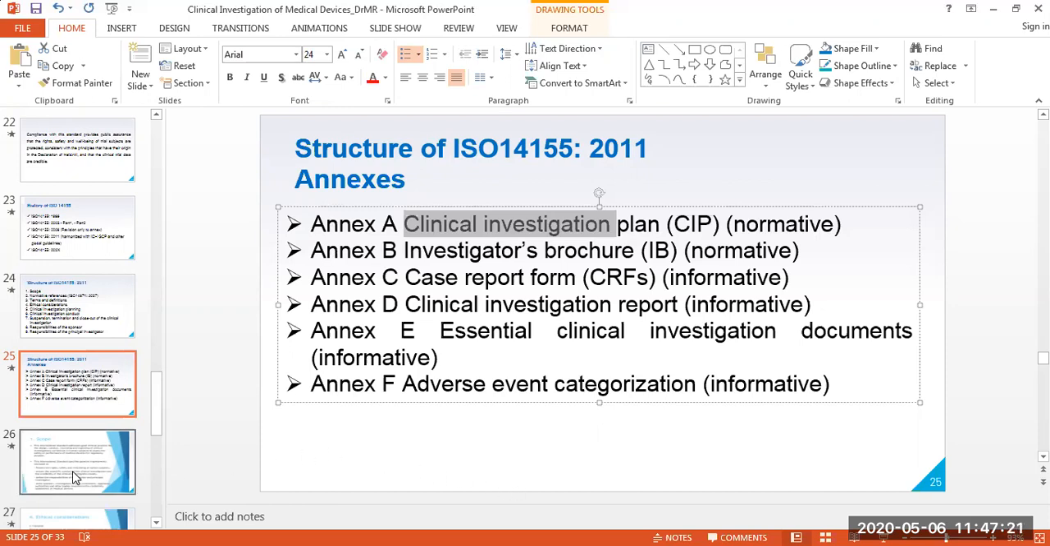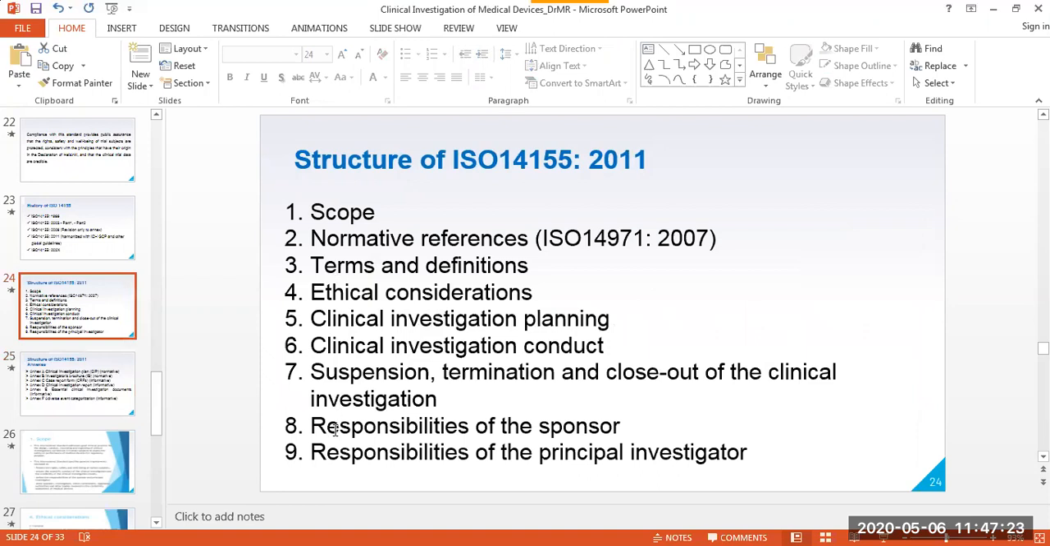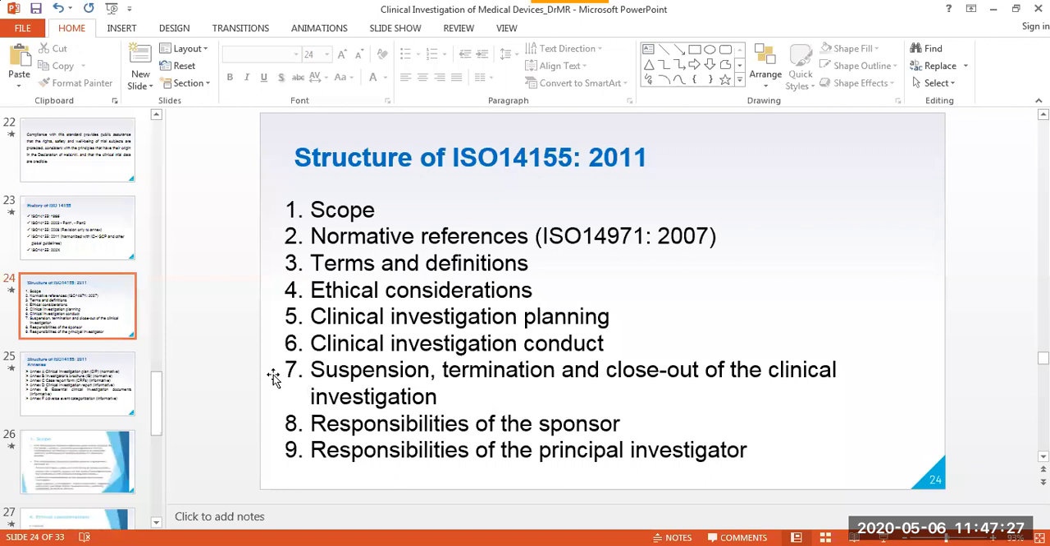Now we'll see these 9 chapters in brief, not in detail, only in brief for your understanding. Already in the last class we discussed how to conduct this clinical investigation, what the ethical principles are, what statistical considerations we have to take, and what the report is. All those major points are covered. I am mentioning this ISO 14155 in detail just for your future purpose.